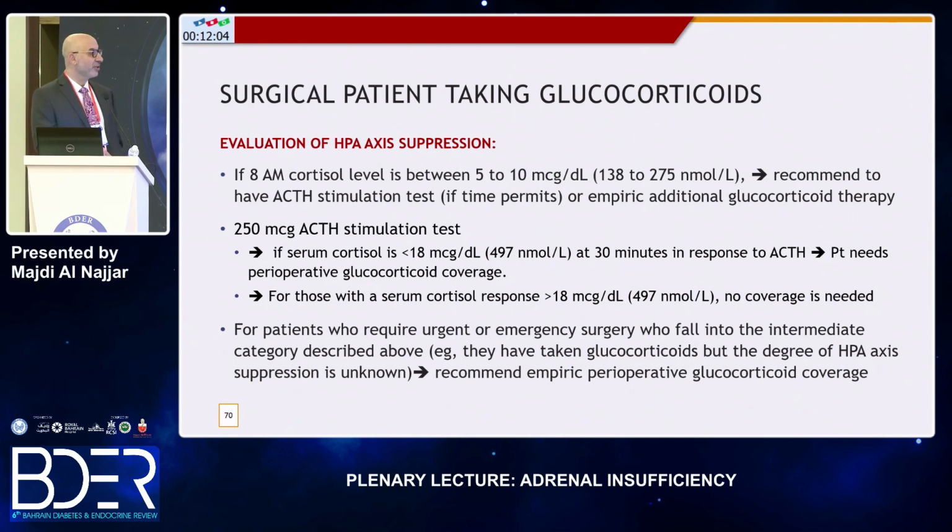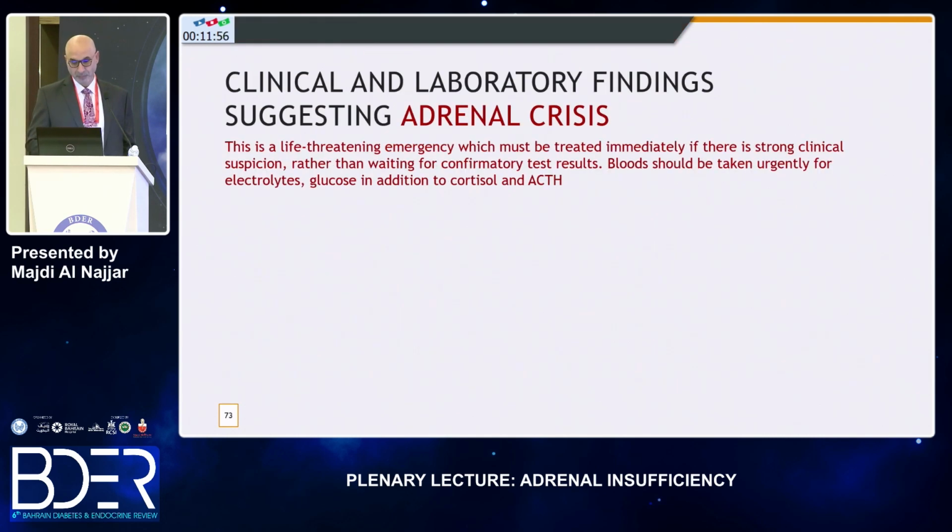Remember, if the surgery is urgent, don't wait for ACTH. Just assume the patient has adrenal insufficiency and treat them accordingly. What about adrenal crisis? It is a life-threatening emergency. If you suspect, you treat. You don't do evaluation, you treat. If you suspect, put in an IV line, draw the blood, and start treating the patient with fluids and cortisone.